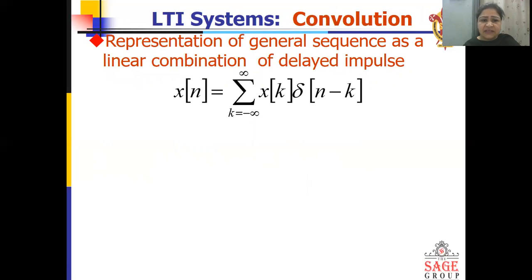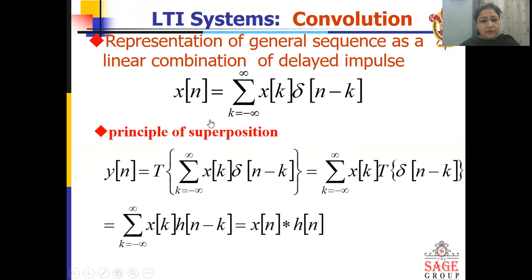Now, we will consider the representation of the general sequence as a linear combination of the delayed impulses. If I have any sequence x[n], it can be represented as the sum of the weighted and shifted impulses. That means it can be written as x[0] delta[n] plus x[1] delta[n minus 1] plus x[2] delta[n minus 2]. If I take negative values of k, then x[-1] delta[n plus 1], x[-2] delta[n plus 2], and so on. So this is the representation of any general sequence in terms of the delayed impulses.